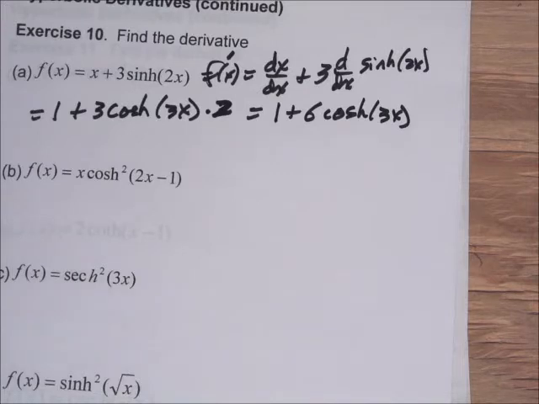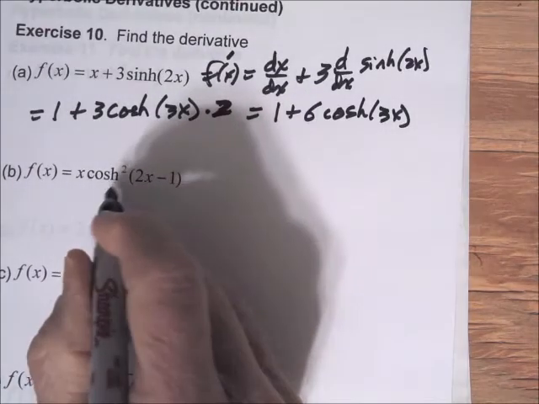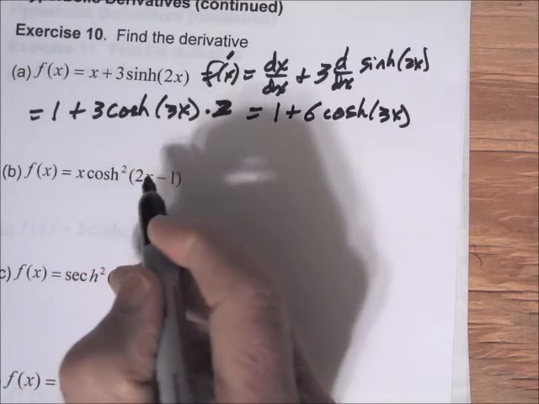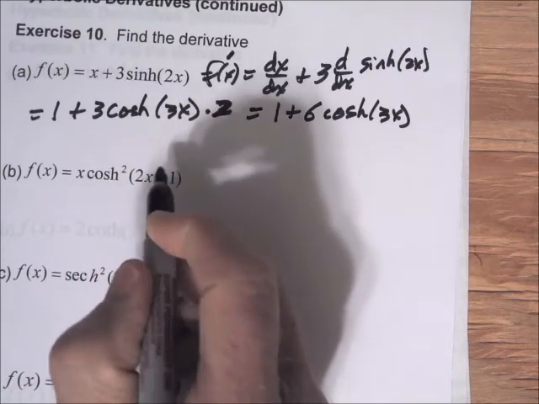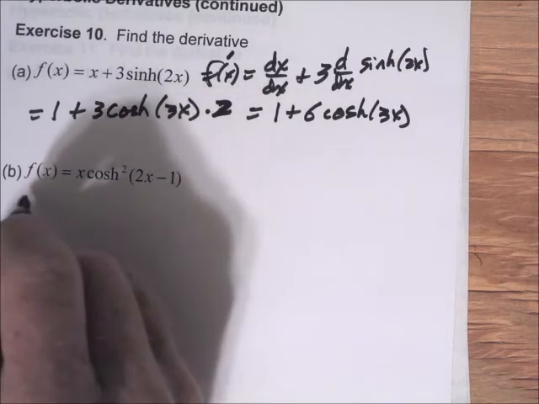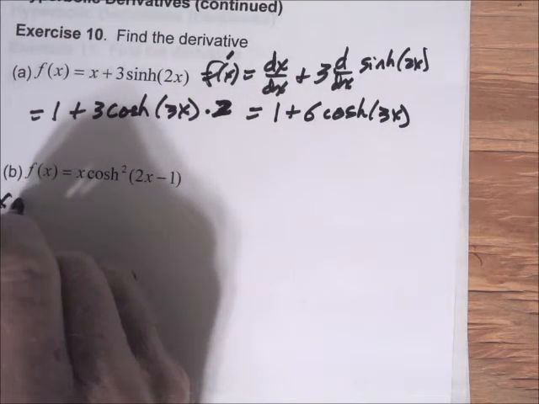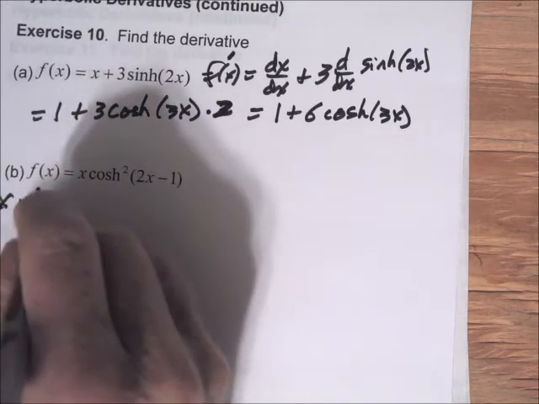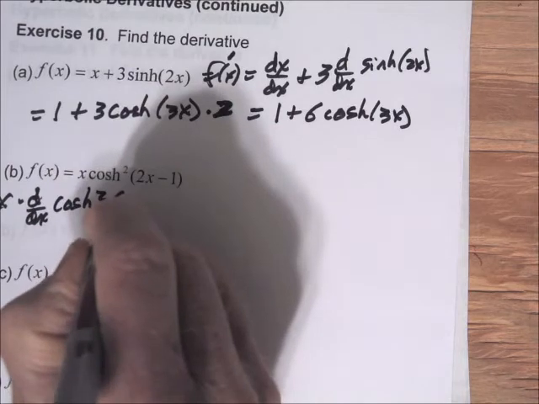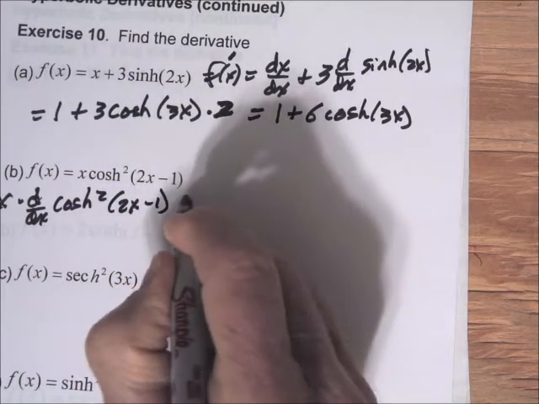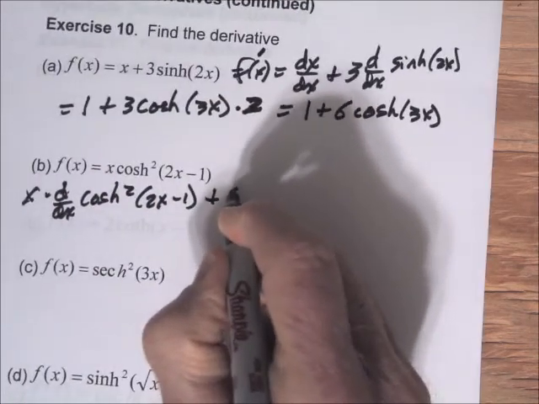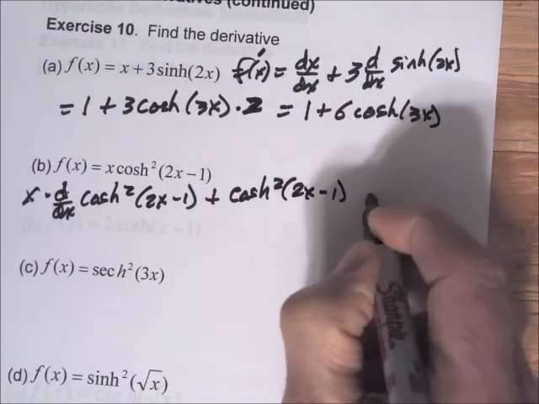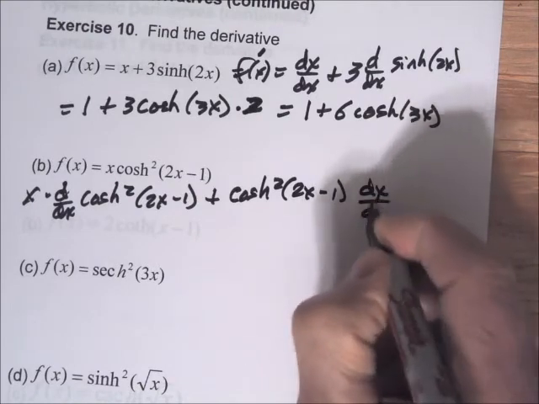So these are fairly straightforward. This is a product rule here. So we combine the product rule with the power rule with the chain rule. So the product rule is x times the derivative of cosh squared of 2x minus 1 plus cosh squared 2x minus 1 times the derivative of x with respect to x.